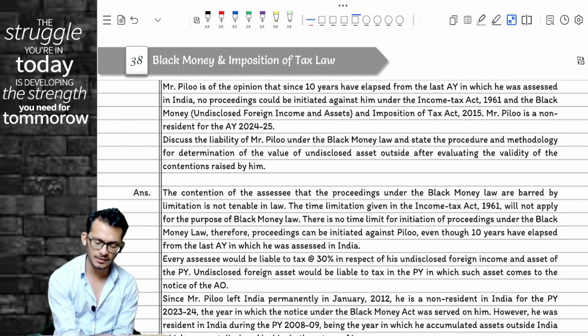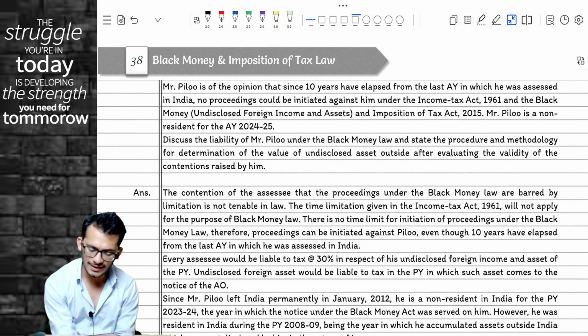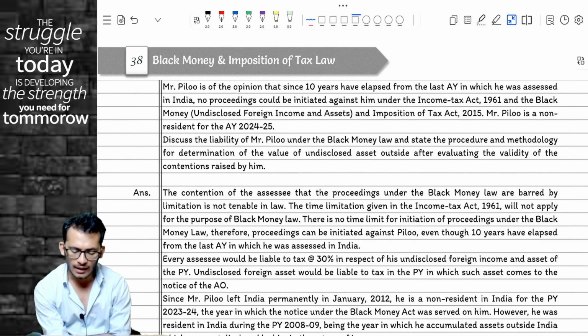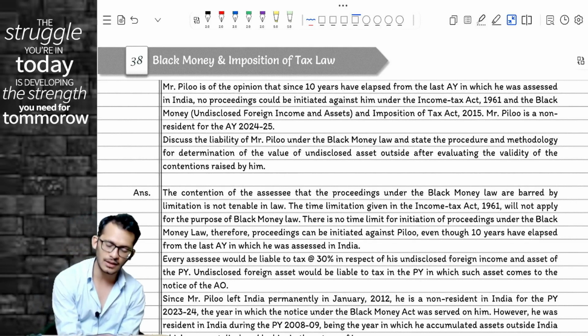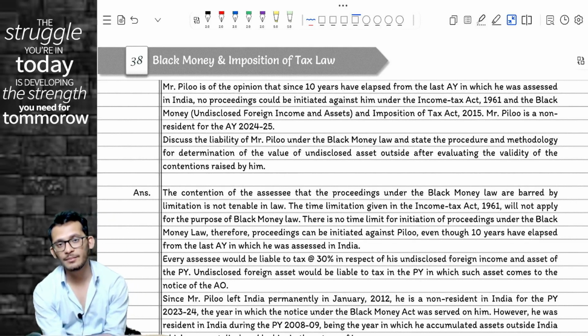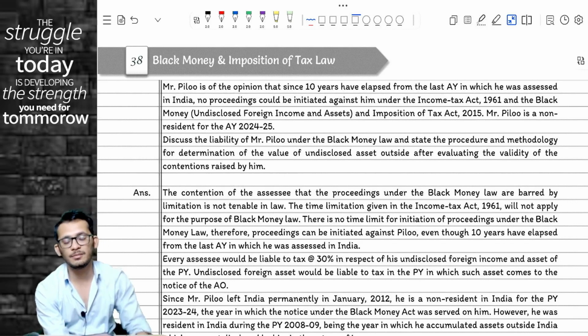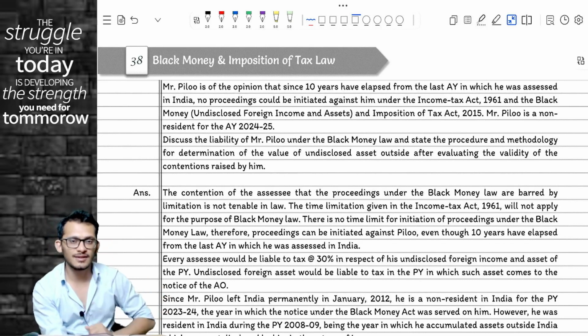Discuss the liability of Mr. Pillu under the black money law and state the procedure and methodology for determination of the value of the asset outside India after evaluating the validity of the contentions. Mr. Pillu is coming and saying, sir, the assets which you are talking about were acquired in 2008-09. Today is 2024. Today you cannot come and ask me about 10-year-old cases. Here is where the charging section comes into the picture.